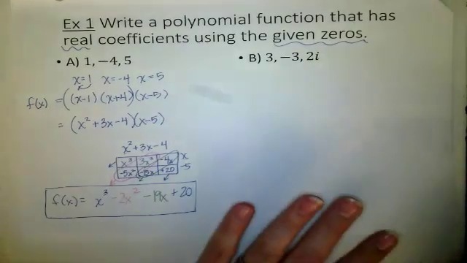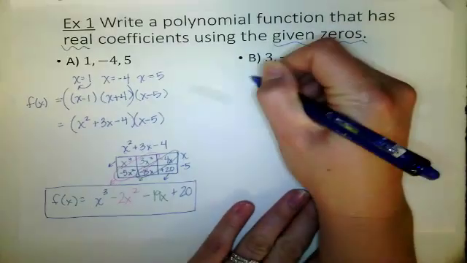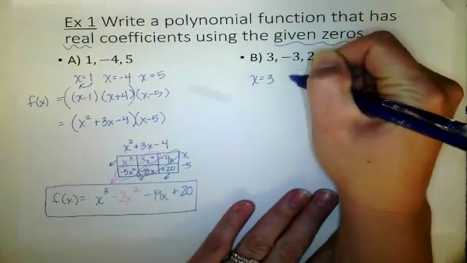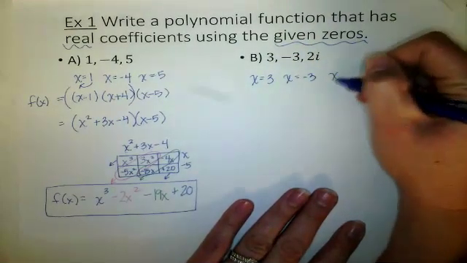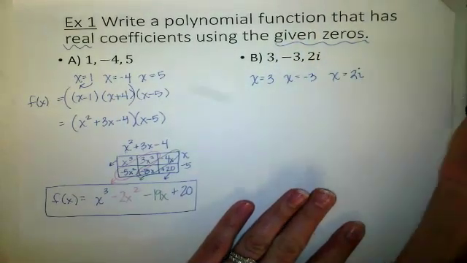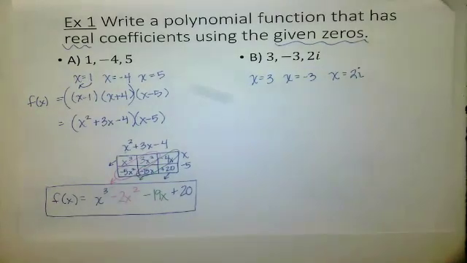Letter B. So here I know x equals 3, and I know x equals negative 3. And they've also told me that x equals positive 2i. That's kind of weird. But wait a minute, positive 2i. Do imaginary solutions ever come one at a time? No, they're trying to fool you.